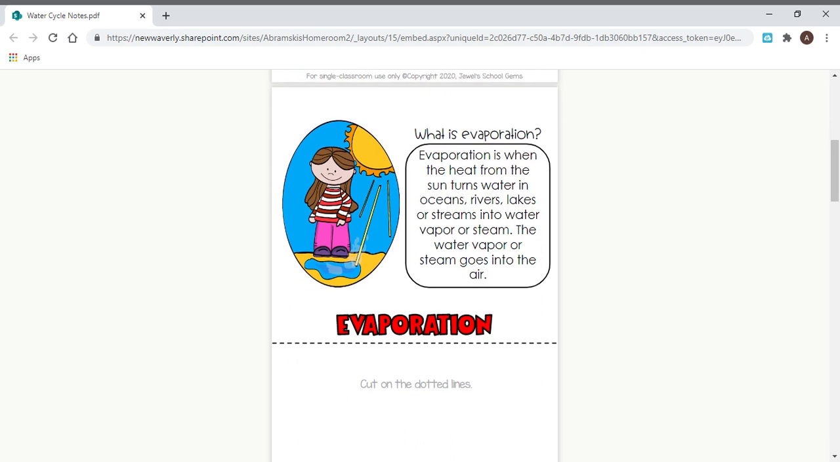So the first part for the water cycle flip book is, what is evaporation? Evaporation is when the heat from the sun turns water in oceans, rivers, lakes, or streams into water vapor or steam. The water vapor or steam goes into the air. So that's what evaporation is. It has a puddle. The sun heats it up, and when the sun heats it up, it makes water vapor or some type of steam, and it goes to the sky or the air.